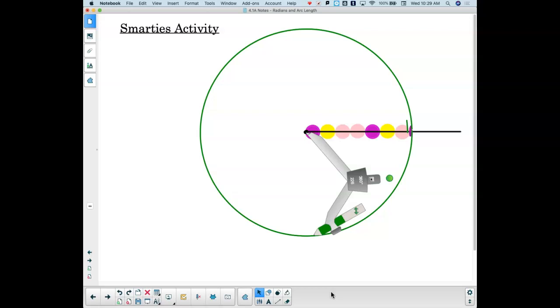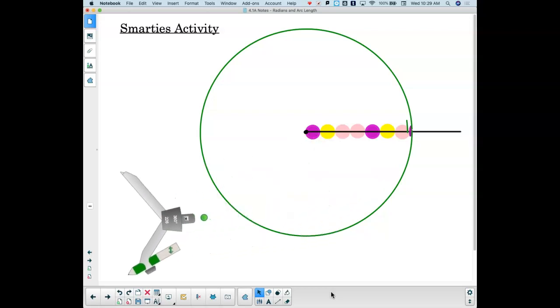Okay? Alright, so now, if it were me, I would start where the original line segment that I drew, that radius, intersects the circle. That's where I would start.